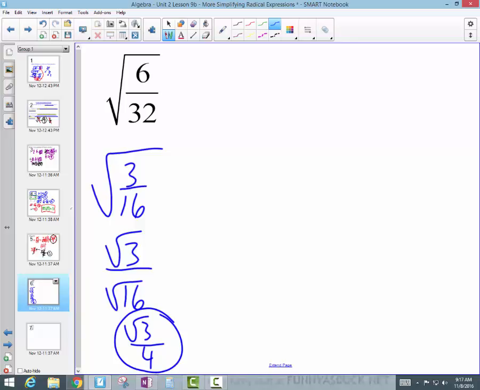However, some kids typically don't start that way. They forget, oh, I could have reduced, and they just start going. So they have the square root of 6 over the square root of 32. Now it gets a little messier this way, but we can still get away with it, and we can still get everything that we need to get done.